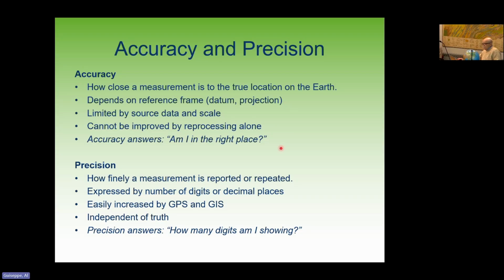Precision is how finely measured and reported things are. It's always expressed in digits. It's easily increased by GPS and GIS. We add precision onto the end. It's independent of the truth. And the only thing it answers is how many digits can we show. So we'll look at this here a little bit.